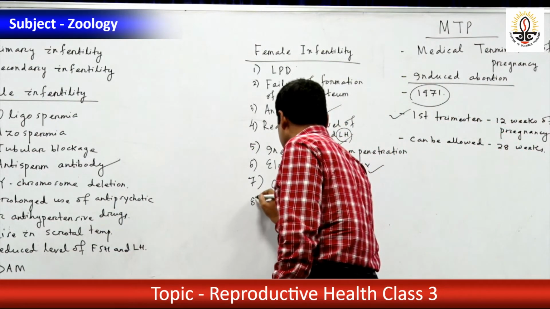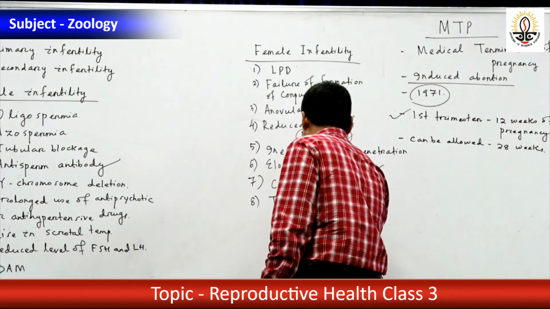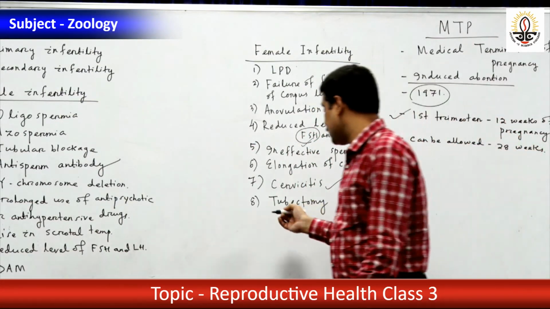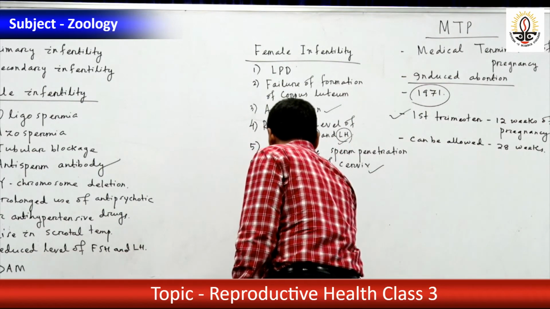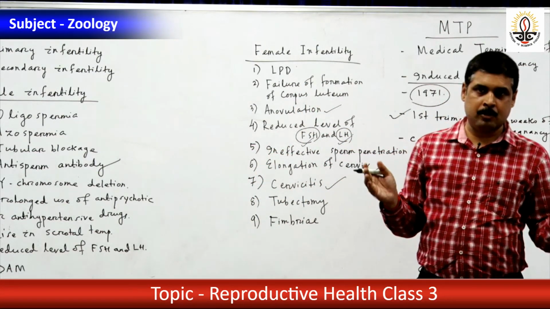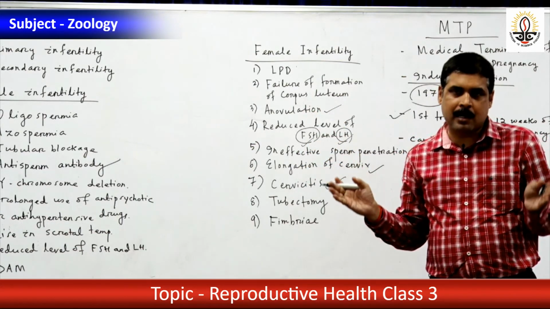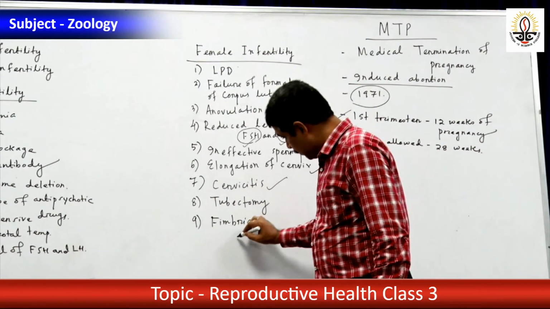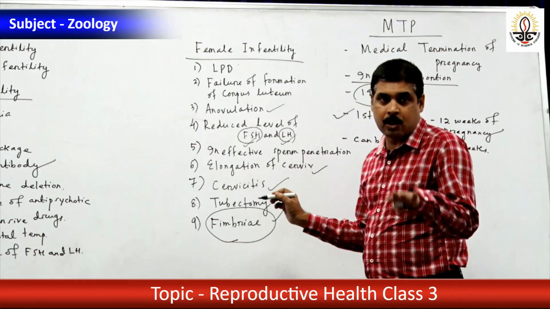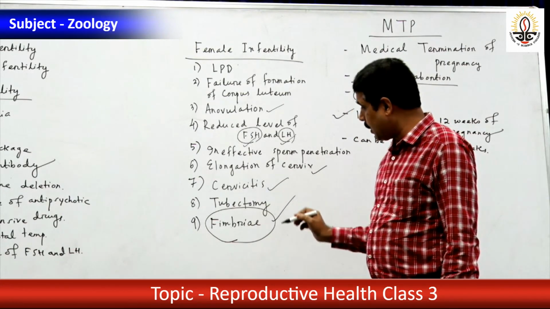Then another one is tubectomy, you know, ligation of the fallopian tube, both the sides, is known as tubectomy. Another, fimbriae: in the fallopian tube the upper part is dilated, and the dilated part is called infundibulum, and the finger like structures present in that are known as fimbriae. If the fimbriae are very short, they are not able to pick up the secondary oocyte, that is also causing female infertility.